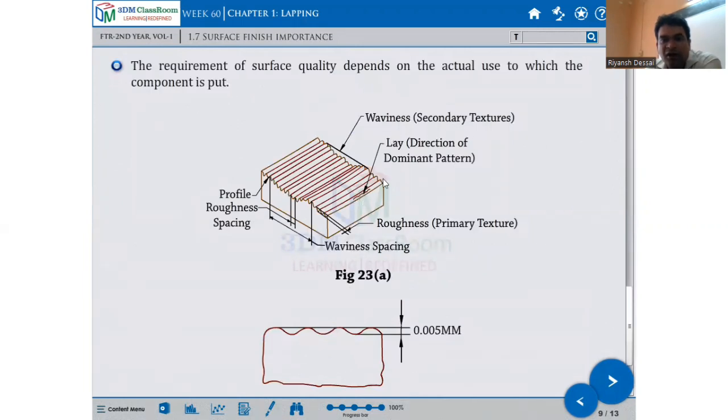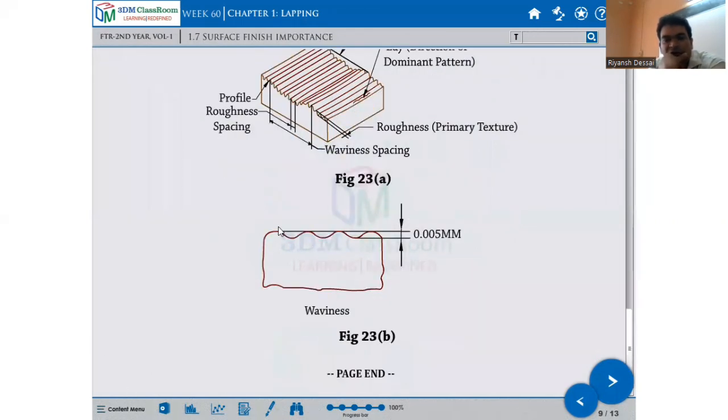This is called lay, the directional dominant pattern. This is called roughness, from here to here, roughness, primary texture. And these are the waviness spacing, profile, and roughness spacing. But the requirement of surface quality depends upon the actual use to which the component is put. Okay, now see, here is the waviness height, and here is a roughness value they have given, 0.005 mm. What is the value? It is measured.